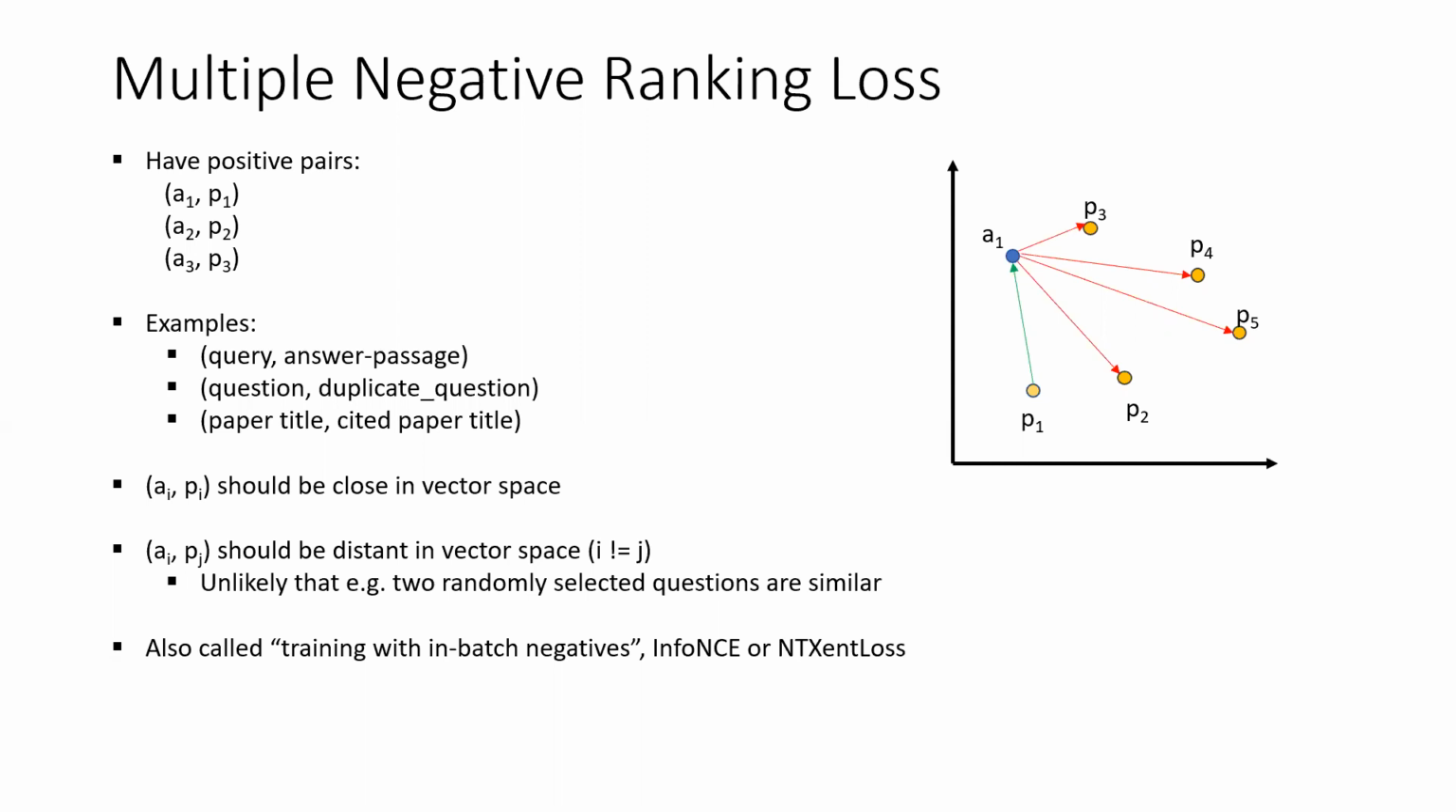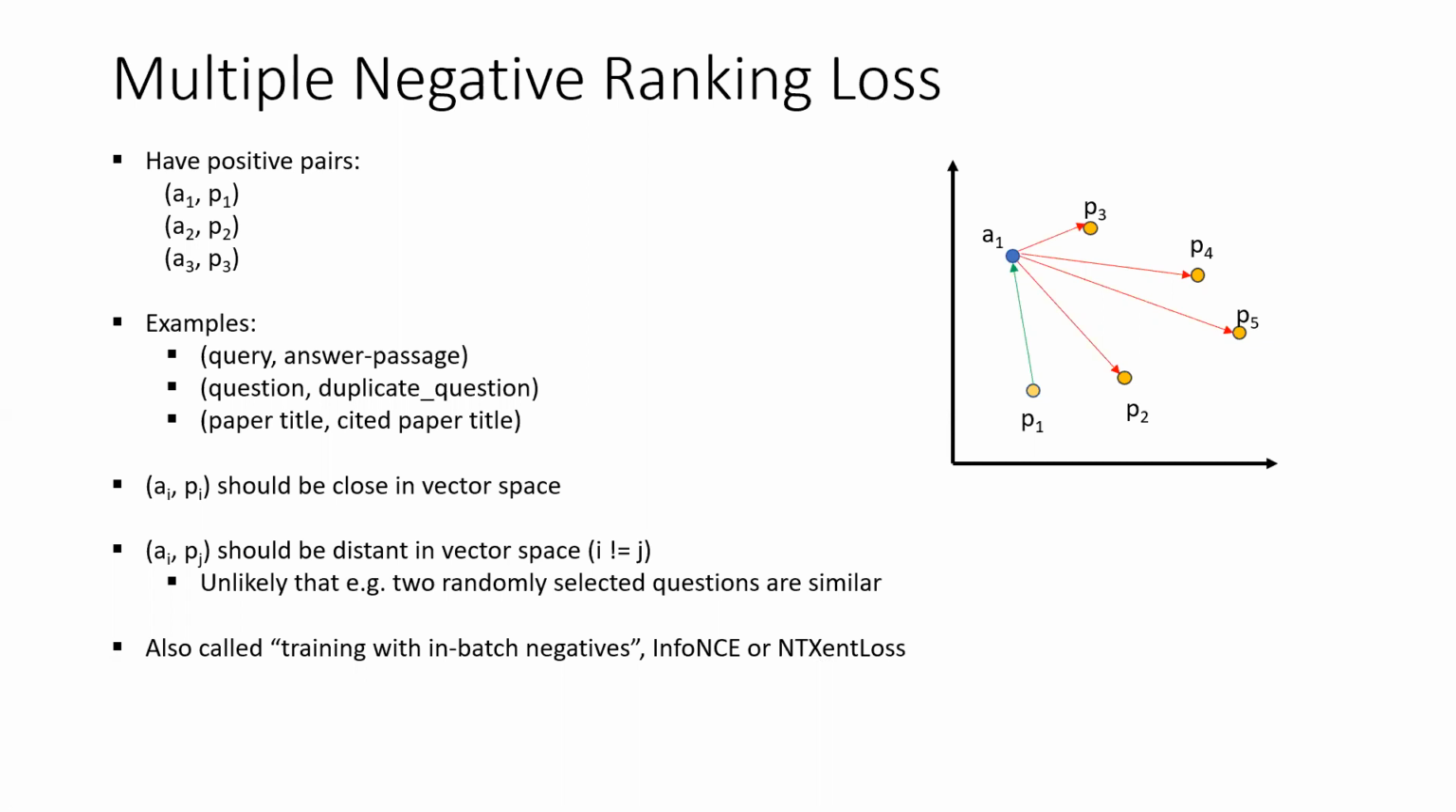The naming is not consistent. I call it multiple negative ranking loss. In other papers, people just call it training with in-batch negatives. In computer vision, people often call it InfoNCE loss, or sometimes you also see NT-Xent loss. So the naming can be quite different.